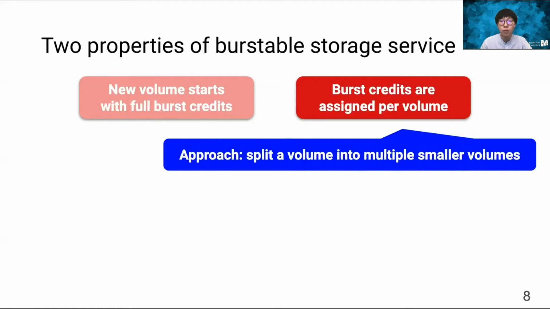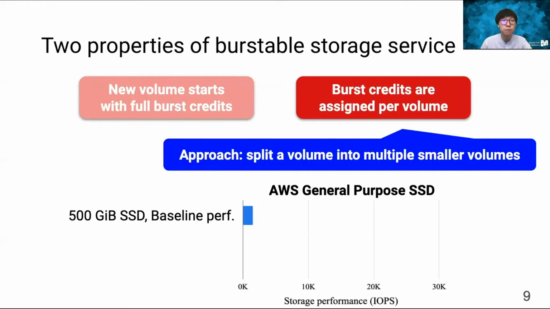Therefore, by splitting a volume into multiple smaller volumes, we can achieve high performance without paying additional cost. This example again shows the case study of general-purpose SSD on AWS. If you use 500 GB of SSD, the baseline performance is 1500 IOPS. And by using the storage bursting feature, it can burst up to 3000 IOPS by using burst credits.